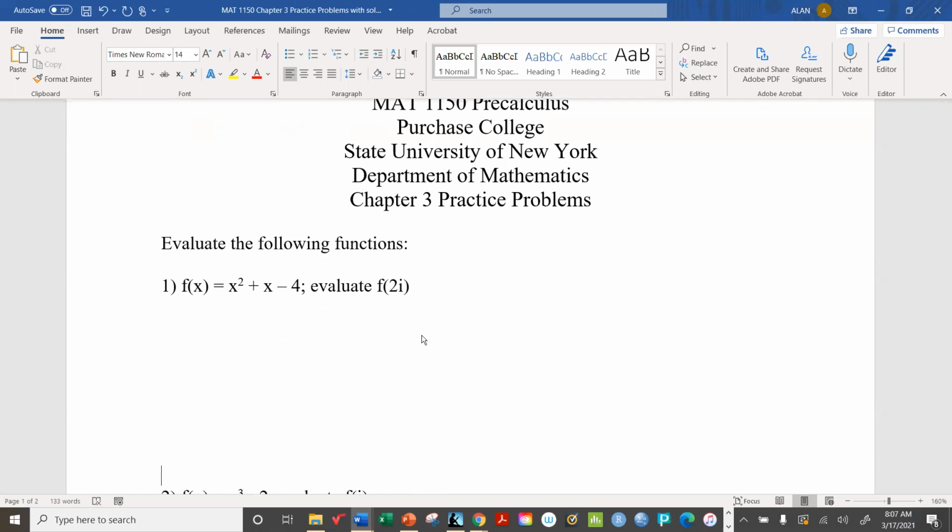Now, of course, when you see the word evaluate like this, what it means is basically replace every x with, in this case, 2i. All right, so evaluate simply means substitute a specific value into the equation for x. So here, for example, we're going to have f of 2i equals (2i) squared plus 2i minus 4. Now, this is the trick.